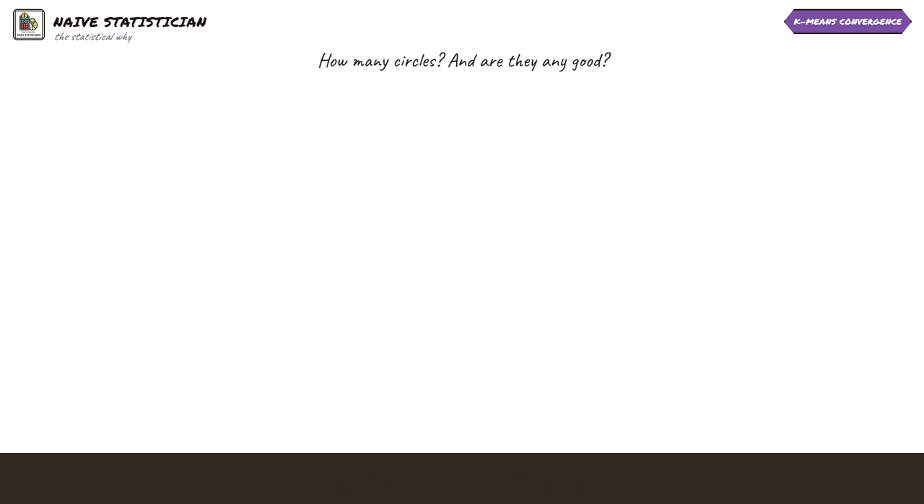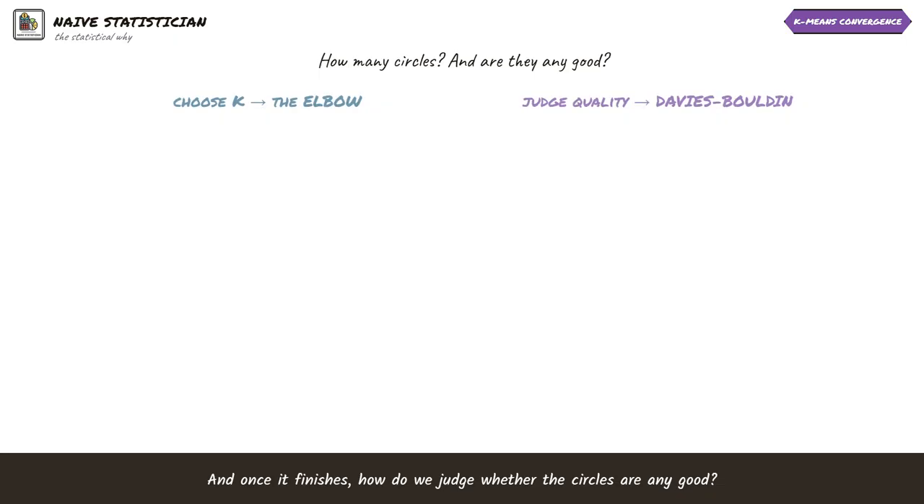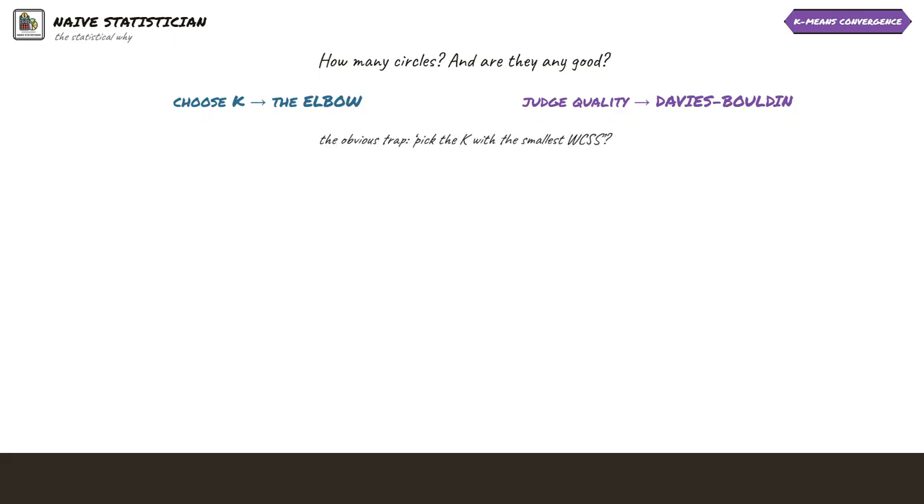Now, two honest questions remain. We told the algorithm to make K circles, but how do we pick K? And once it finishes, how do we judge whether the circles are any good? Both fall straight out of the geometry we already have. First, choosing K. And beware an obvious trap.